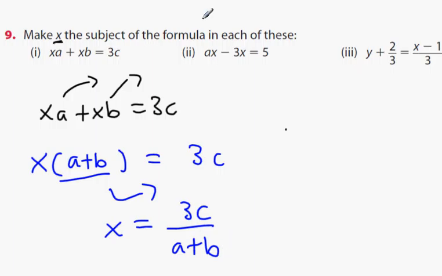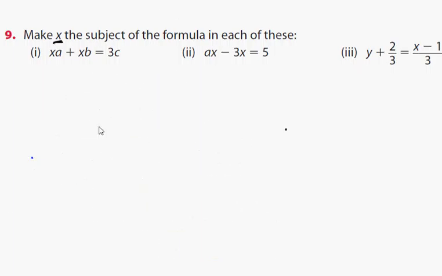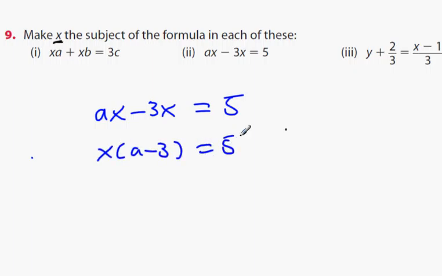Okay? Let's go again. Ax minus 3x equals 5. What do we take out of both of these? And we're left with a minus 3 equals 5. X equals 5 over a minus 3. Done. Yes? We're not trying to do an a plus here. Not when multiplication turns to division, or when division turns to multiplication. Only when addition turns to subtraction. Okay?